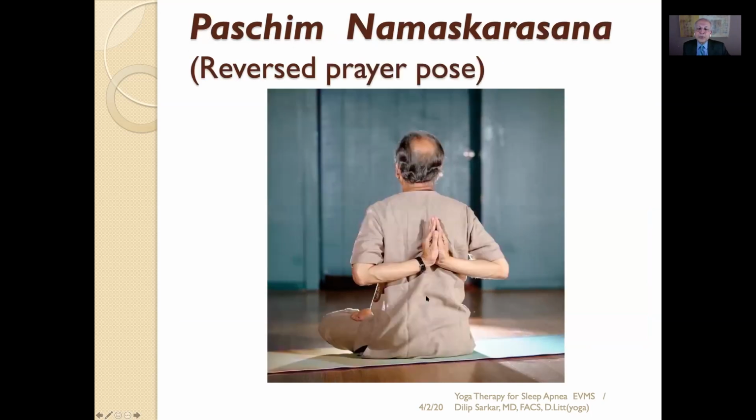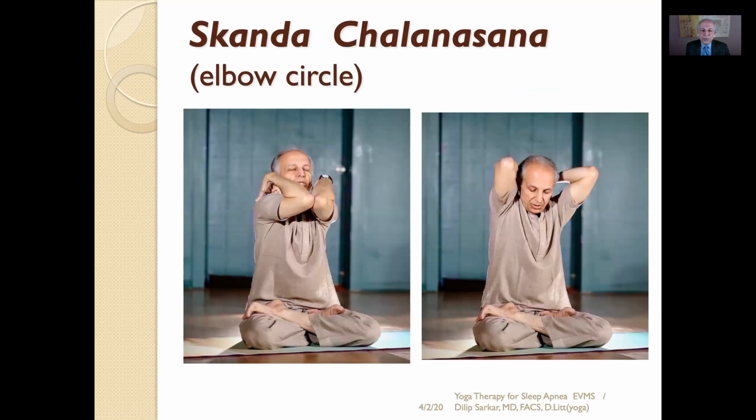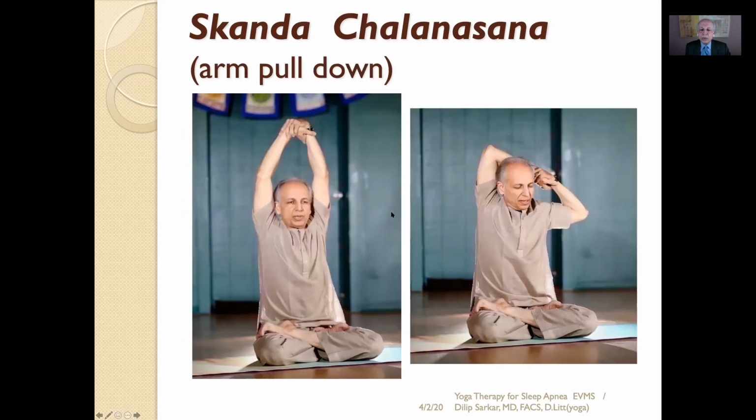This is called prayer pose to the back. When you're able to do prayer pose to the back, the whole upper part of the body gets relaxed. This is a shoulder relaxation. You try to put your elbows together, slowly, gently rotate.